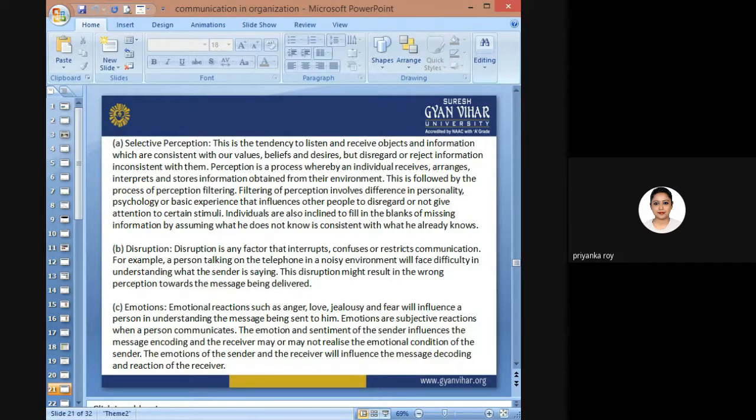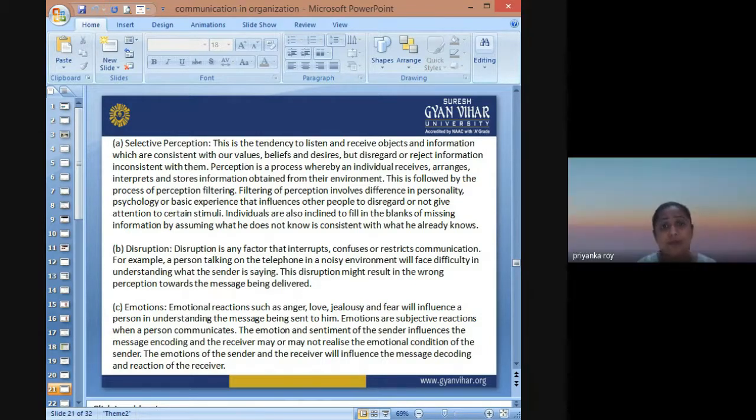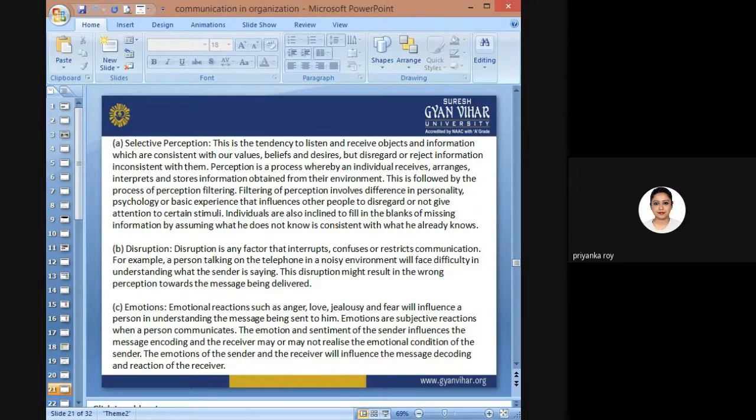Disruption is any factor that interrupts, confuses, or restricts communication. For example, a person talking on a telephone in a noisy environment faces difficulty in understanding what the sender is saying, right? So the disturbance might result in wrong interpretation of the message that has been delivered.